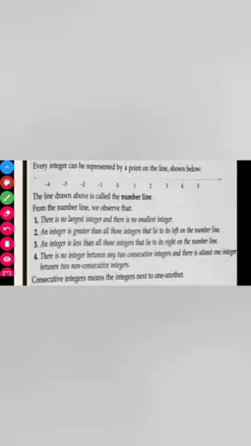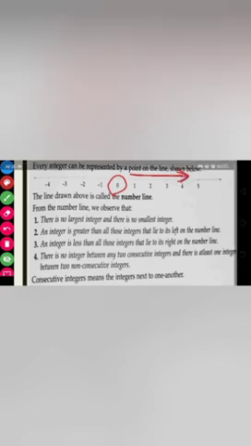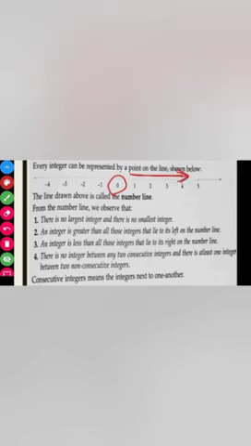So now you know every integer can be represented on a number line. So here some integers are represented on a number line, and you learned that every positive integer lies right side of 0, because on a number line 0 is here, so all positive numbers will lie right side of 0, and all negative integers lie left side of the 0. So here are some observations about this number line.